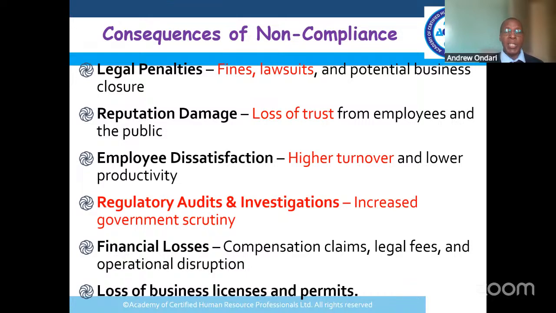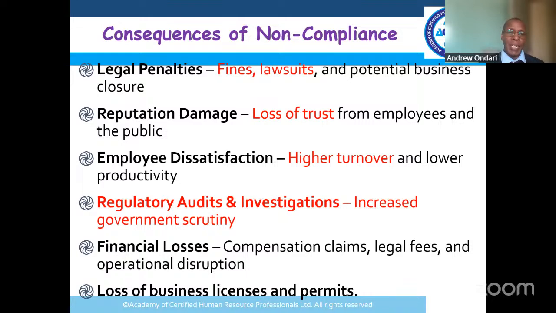And if you are found guilty, the other consequence is lawsuit and fines. And then financial loss, I've mentioned fines in bullet 1. Money can be lost because of compensation claims, legal fees, and the disruption. I don't want to belabor the point because that is clear.